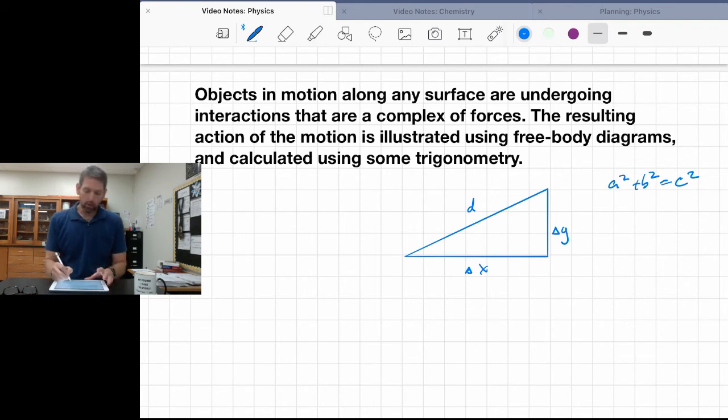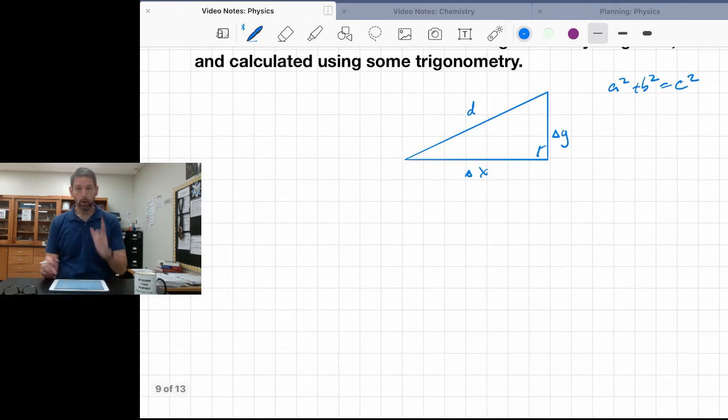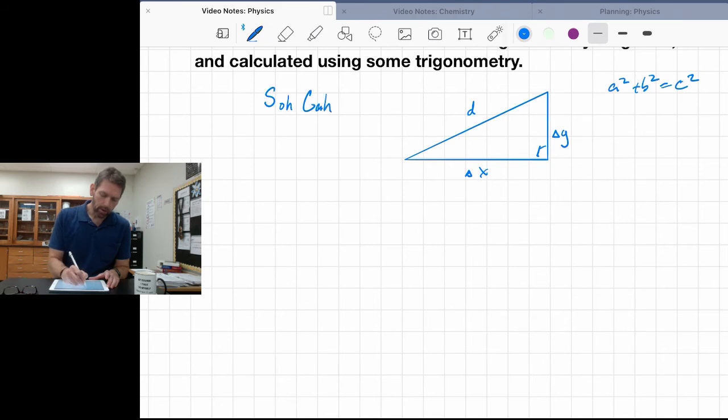So since we have a right triangle, we need some trig. Let me scroll this up. We're going to need a little bit of basic trig here. If you remember your pre-cal, there was this trick that they taught us, way back when I went to school. Essentially, you're looking at that. The S stands for sine. The C stands for the cosine.